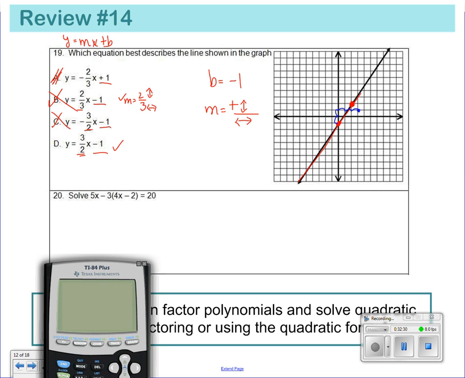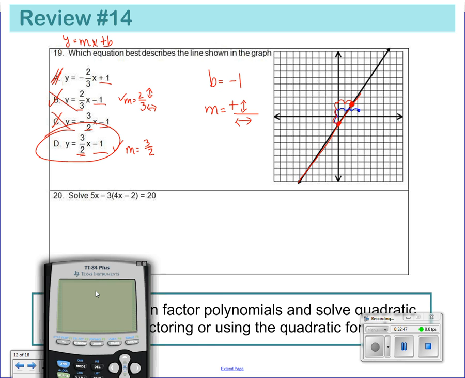Let me check D. If I go up 3, 1, 2, 3, to the right 2, 1, 2, I find the point on the line. So sure enough, my slope is 3 over 2. So my correct answer is D.